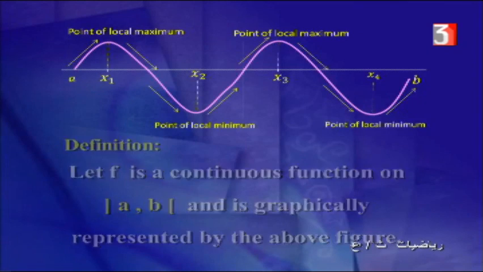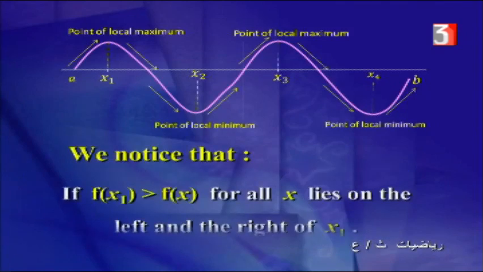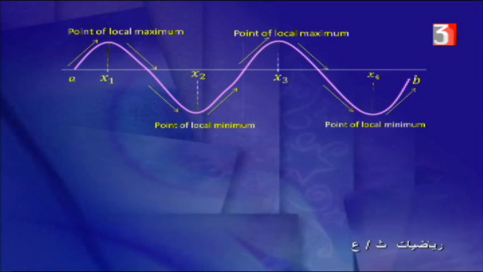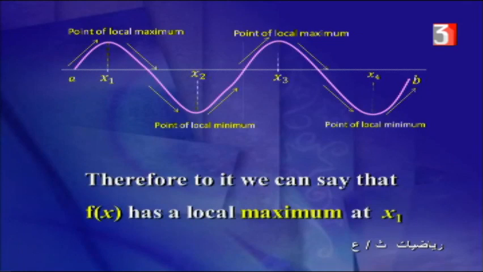We note that if f(x1) is bigger than f(x) for all x on the left and the right of x1, therefore we can say that f(x) has a local maximum value at x1. The function's derivative f'(x) is positive on the left of x1 and negative on the right of x1, then the function has a local maximum value at x1.